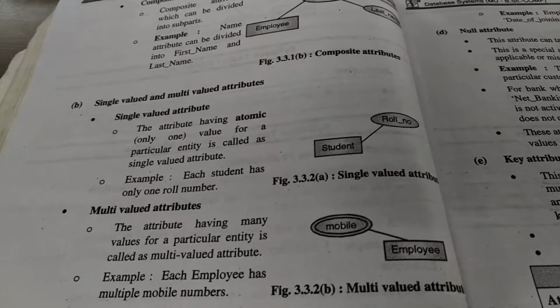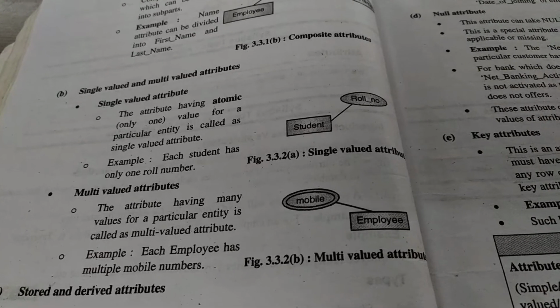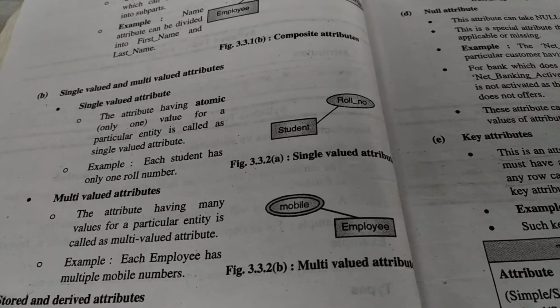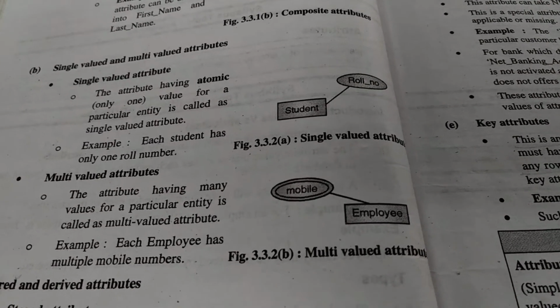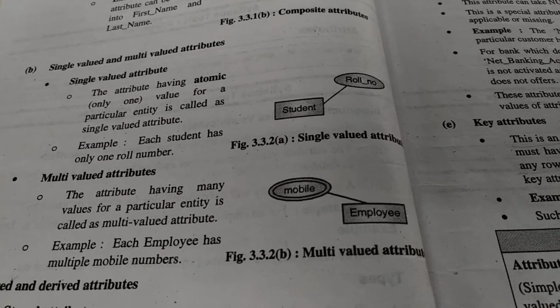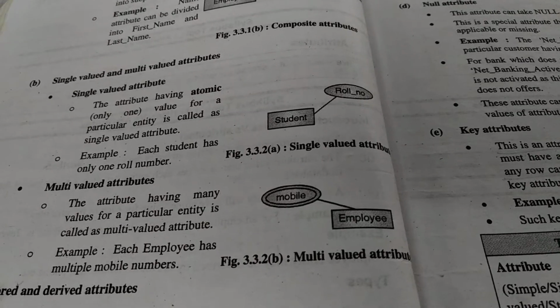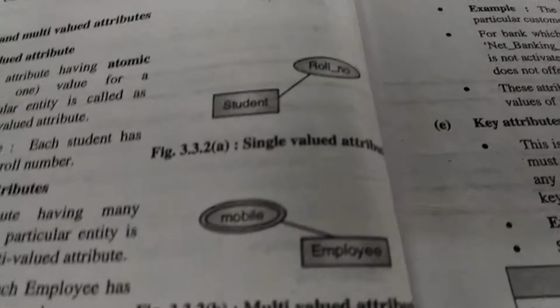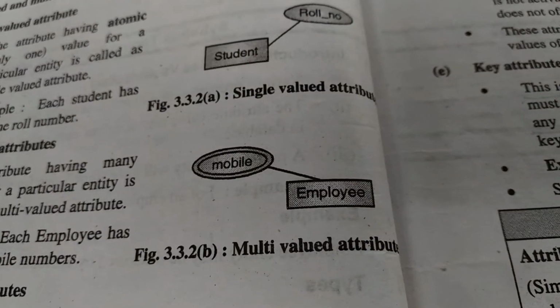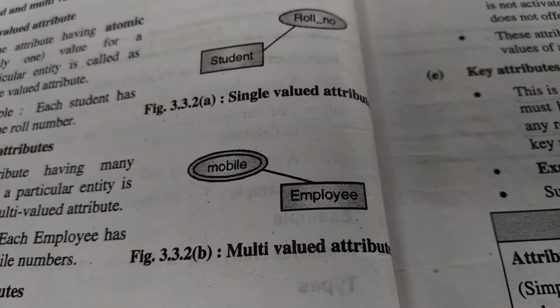Then the second type is multi-valued attribute. The attribute having many values for a particular entity is known as multi-valued attribute. Each employee has multiple mobile numbers. This is the diagram of multi-valued attribute.